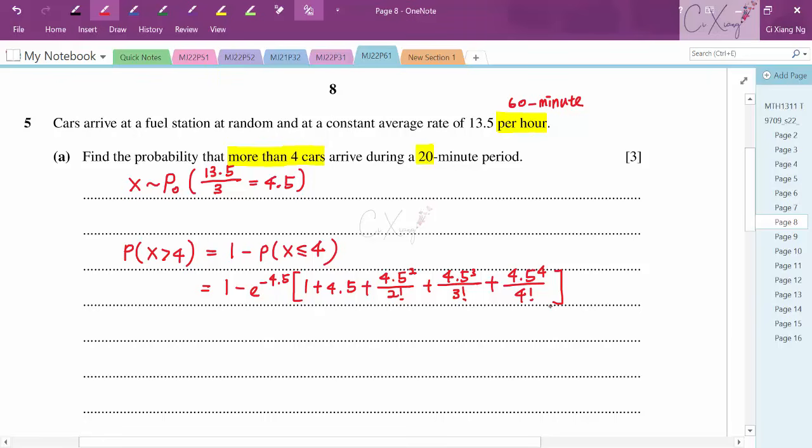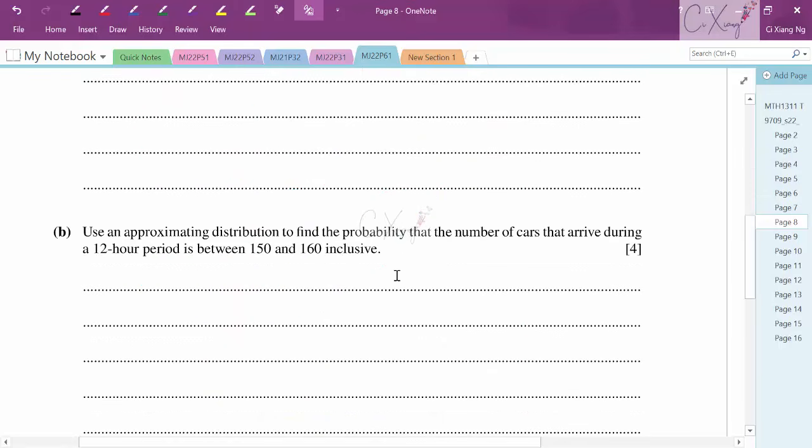All right, so we apply the Poisson formula, press the calculator and simplify our answer for this case. The final answer that we get should be 0.468, correct to 3 significant figures. Okay, so this is what we have for part A. Now let's proceed to part B.